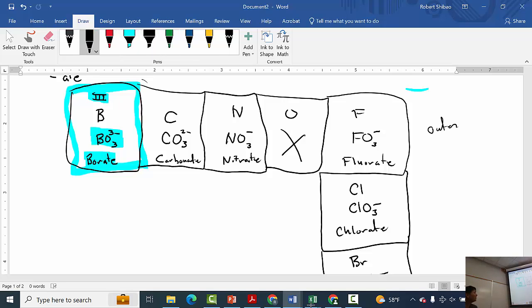Then we have the inner pattern here. The inner pattern, I'm going to start in, what group is carbon in?